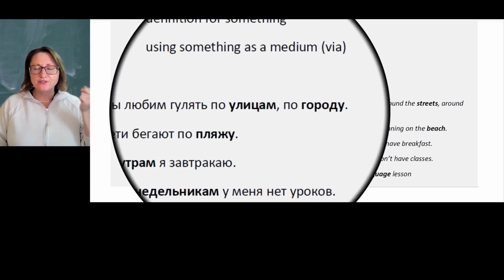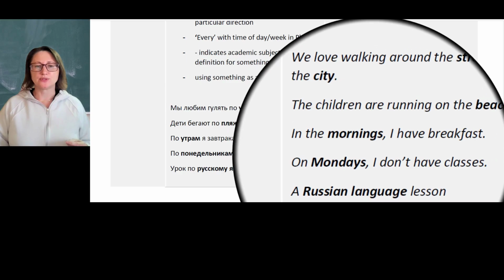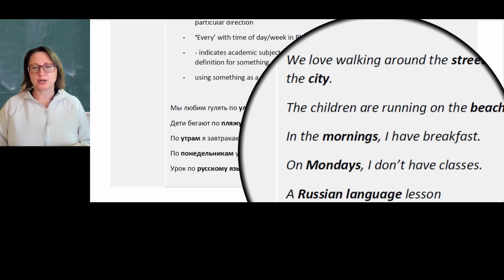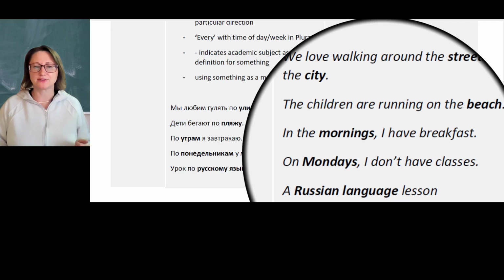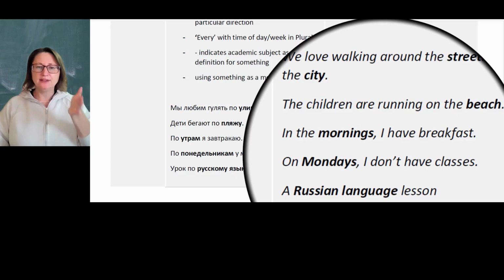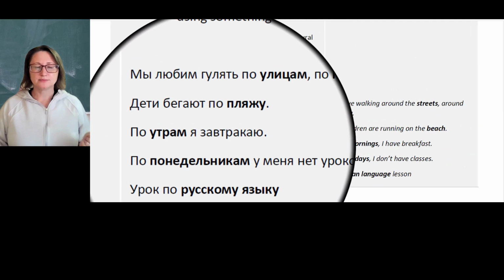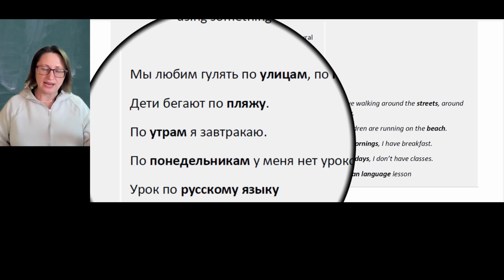Then with time of the day or days of the week. So here are examples. In the mornings or in the morning, I have breakfast, meaning every morning I have breakfast. On Mondays, meaning every Monday I don't have classes. So here are the Russian sentences. По утрам я завтракаю. По понедельникам у меня нет уроков. So again, you would use the time of the day and the day of the week in plural dative after по to have this idea of every.